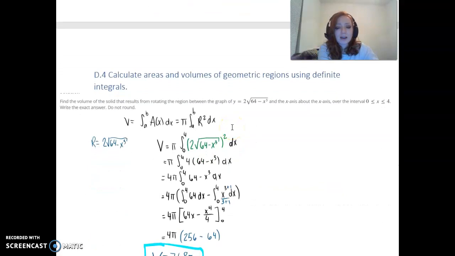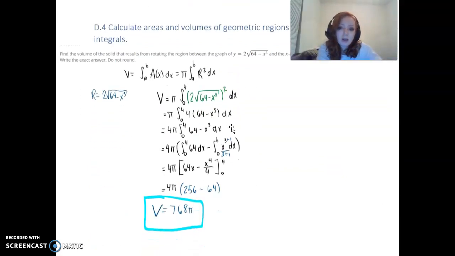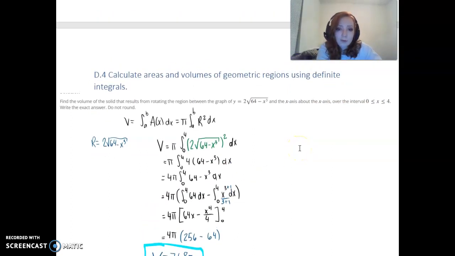For D4, it was to calculate the areas and volumes of geometric regions using definite integrals. So I have a lot of issues with this one, and it's just because I have trouble with finding out whether I'm supposed to use the shell method or the washer method. So this is basically the disk and washer, and it was the graph of y equals 2 times the square root of 64 minus x to the third about the x-axis from 0 to 4.